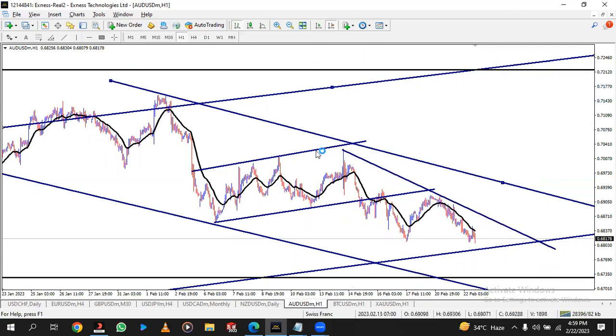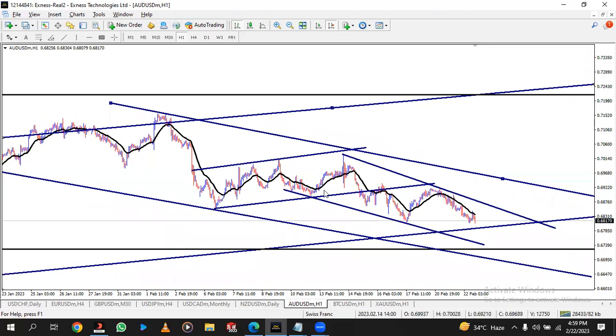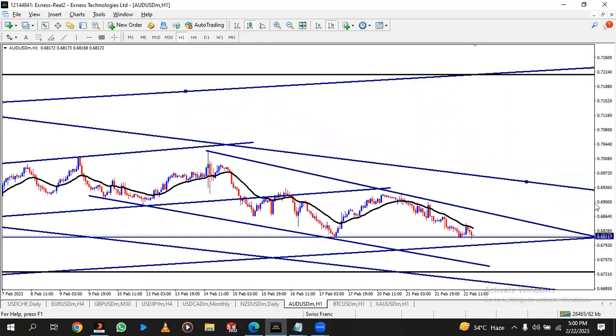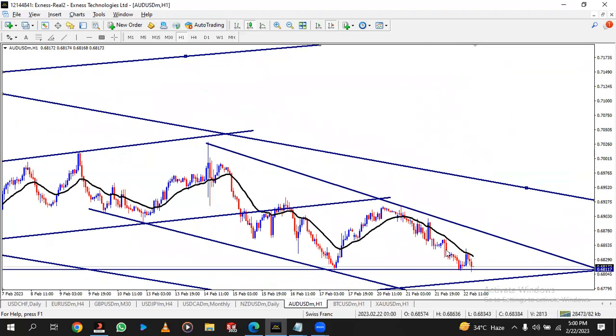Now, for those of us who trade with lower time frame, what I'm expecting price, look at it, this support region, to break this support region. If I have a breakout from this support region, then I am going to join the market totally to sell. That's what I'm going to do. I'll join the market totally to sell.